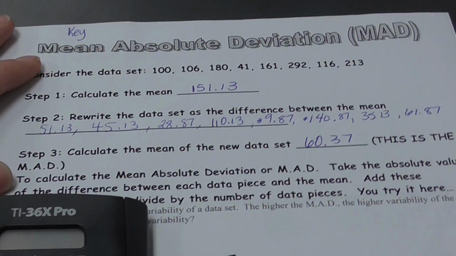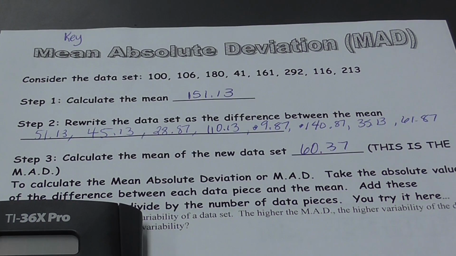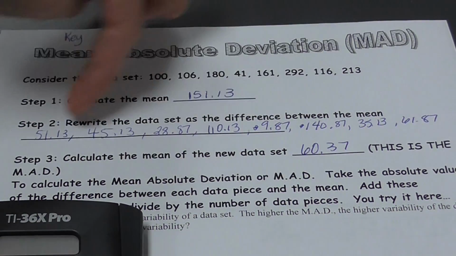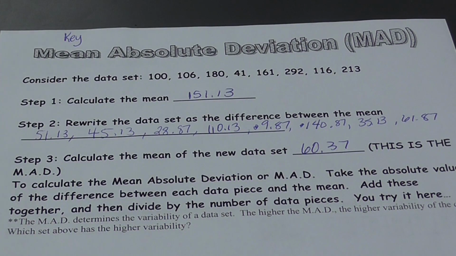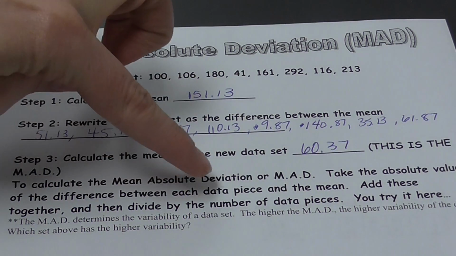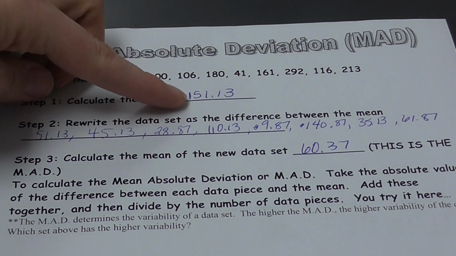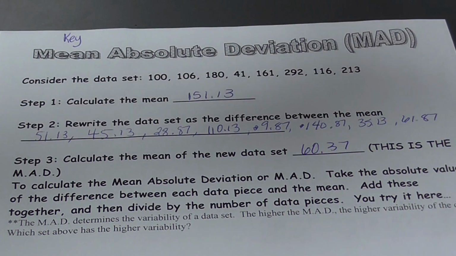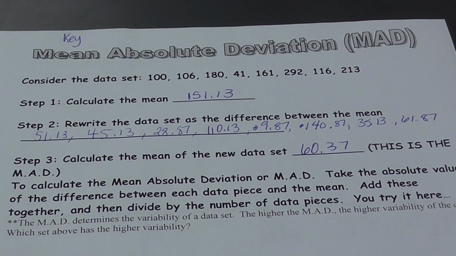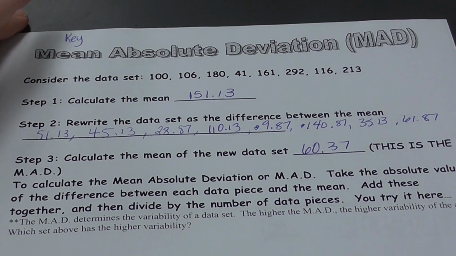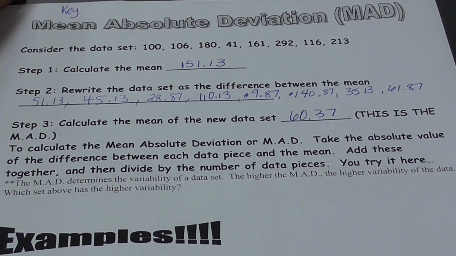Okay, that is the mean of the new set of data. That's it. 60.37 is the average of this. That is your mean absolute deviation. So you're going to take the absolute value of the difference between each data piece and the mean. I took the mean, subtracted each piece of data, made them all positive, and averaged the new list. Okay? The MAD determines the variability of the set of data. So the higher the MAD, the higher the variability.